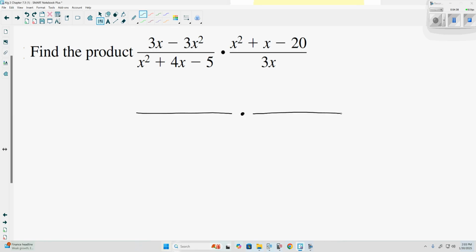All right. Let's look at this one here. Now this one here, we don't have monomials. We don't have single terms in the top and bottom. So the first thing we're going to have to do is factor all of them. Once we finish factoring, we'll multiply, then simplify. Now out of these 4, the 3x isn't going to reduce because it's just 3x.